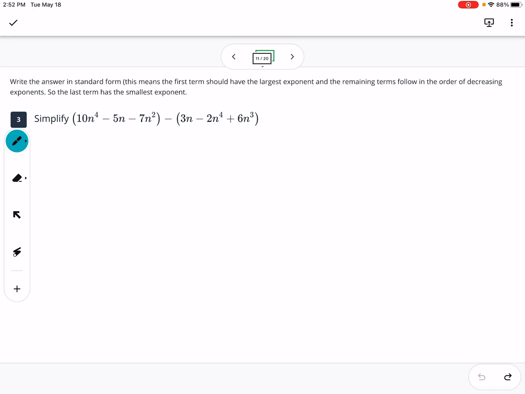Okay, this is a problem to be very careful and detail-oriented on. So it says we're going to simplify this, and it says to write your answer in standard form. So that means we're going to start from the largest exponent and go to the smallest exponent, but we're going to take care of that at the end.